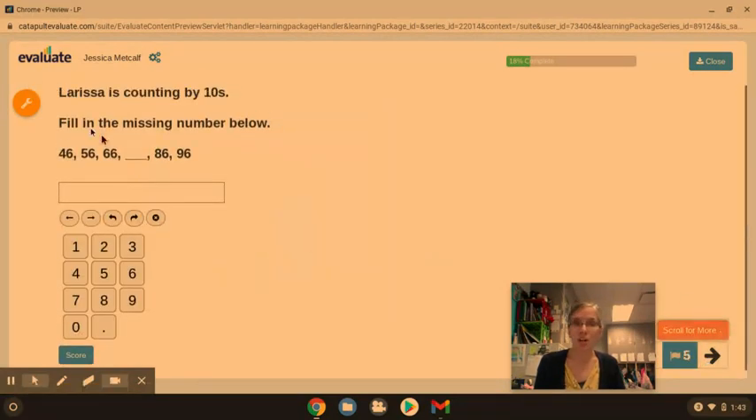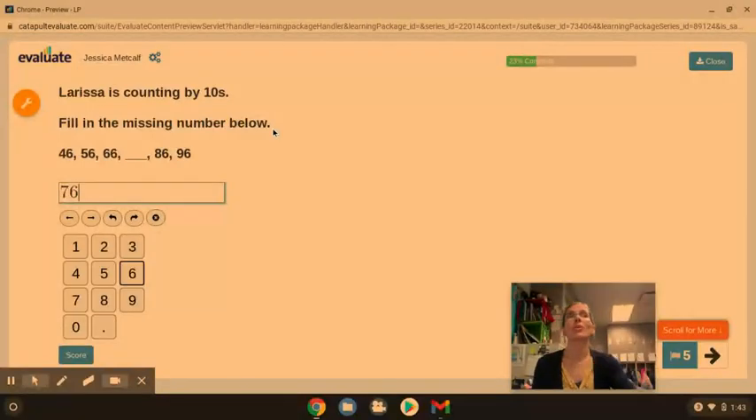Okay, we still don't need our board for this one. We're going to say that she's counting by tens, and we have to fill in the missing number. So 46, 56, 66. What comes next? 76, 86, 96. Or going down on the number grid, we see that 76 goes next.